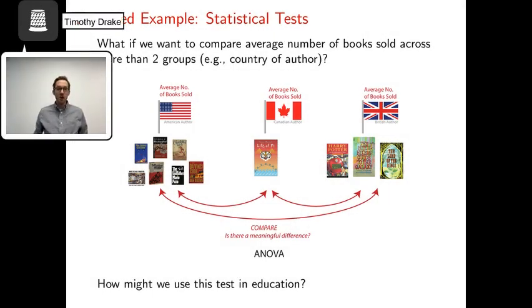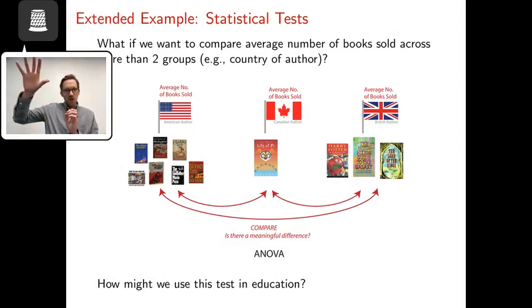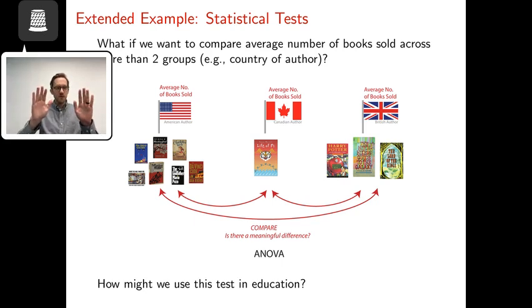Okay, well, up until this point, we've only compared the difference between a sample and a population, or 2 groups. But what happens if we have more than 2 groups? What if we want to compare the average number of books sold across countries of the authors? So we have, in this case, the United States, we have a Canadian author, and we have British authors. Okay, what do we use then?